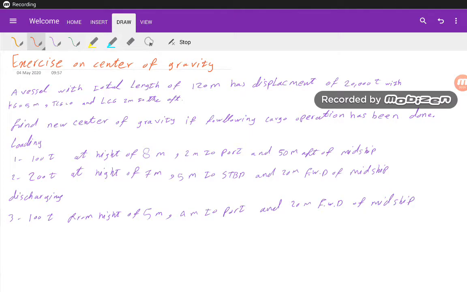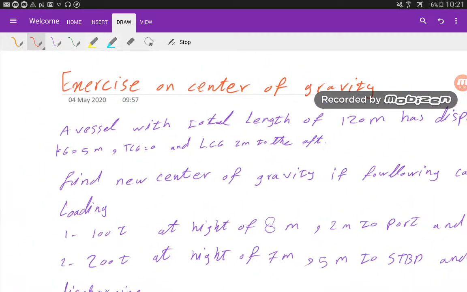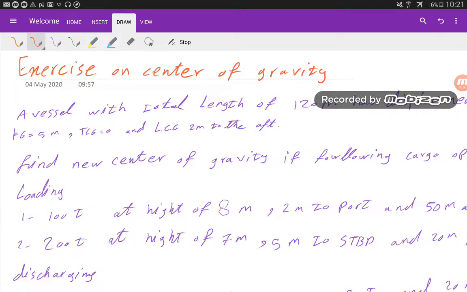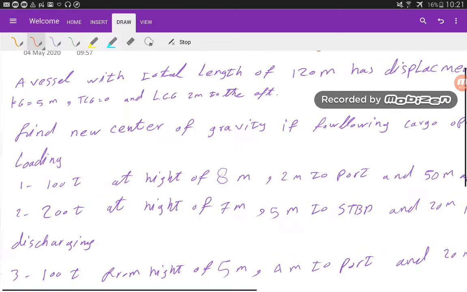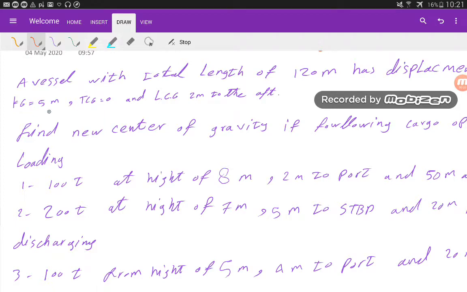Okay, let's do one exercise on center of gravity. We have a vessel with total length of 120 meters, displacement of 20,000 tons, with KG of 5 meters, transversal center of gravity of 0. Our vessel is balanced, stable, and longitudinal center of gravity is 2 meters to the aft of the midship. So this is our vessel at the initial condition.